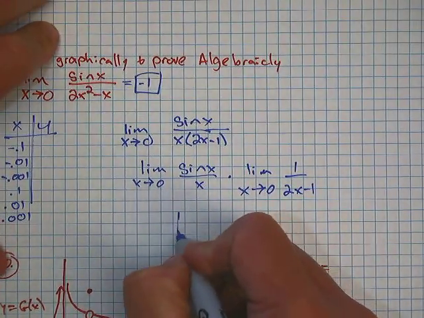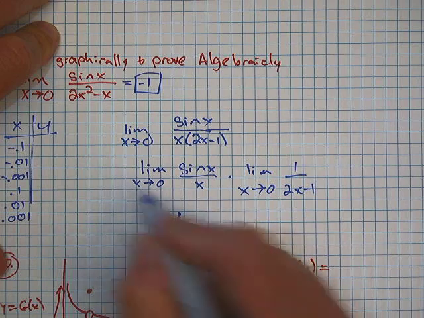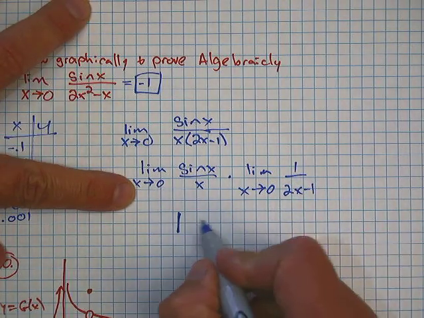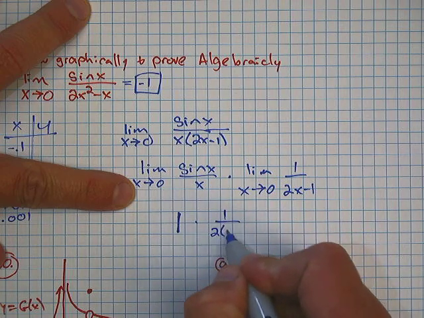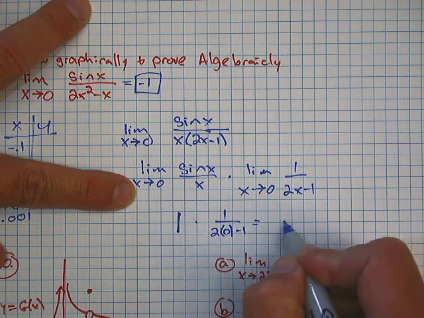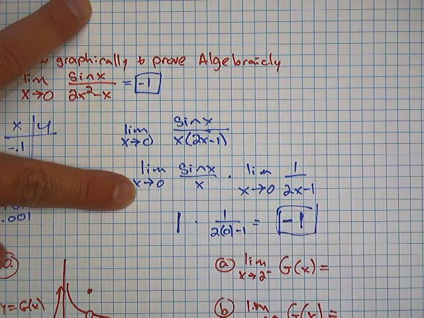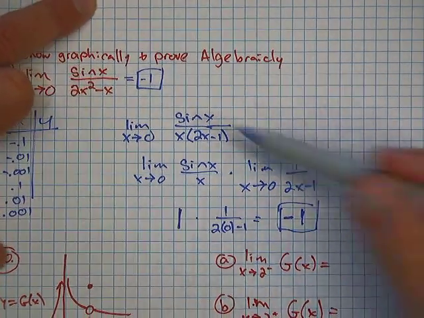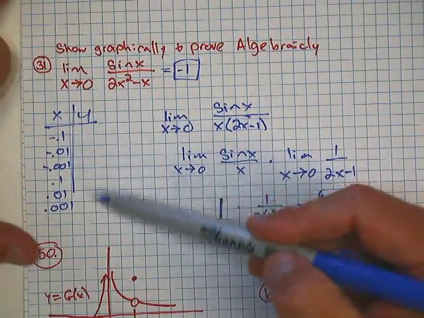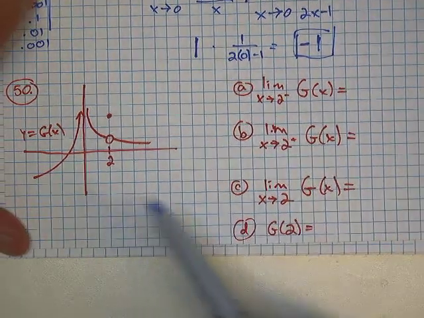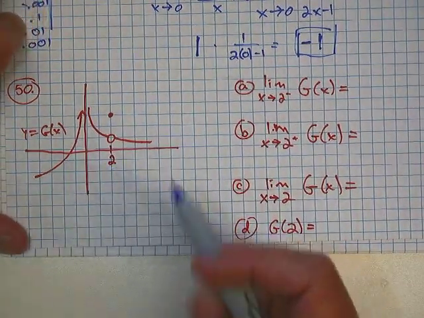So remember, we did this one as an example. Sine of x over x, the limit as x approaches 0, is equal to 1. Then we plug in 0 into here: 1 divided by 2 times 0 minus 1, which is negative 1. And so we just proved it algebraically also. So there's show graphically using our table, and then prove algebraically.